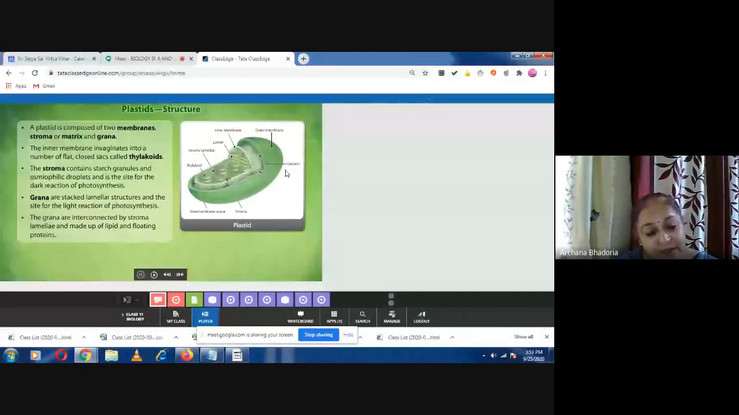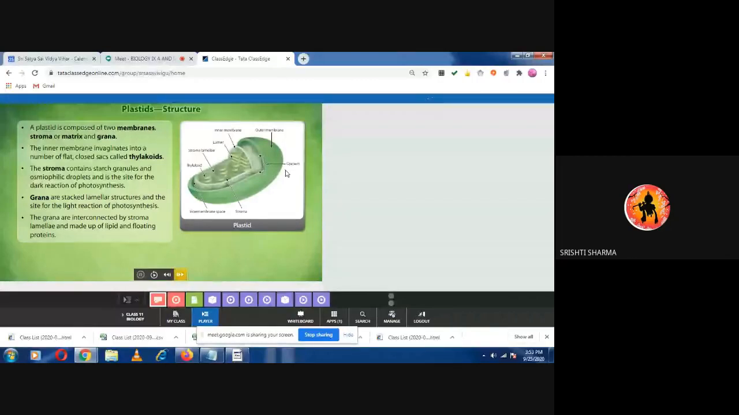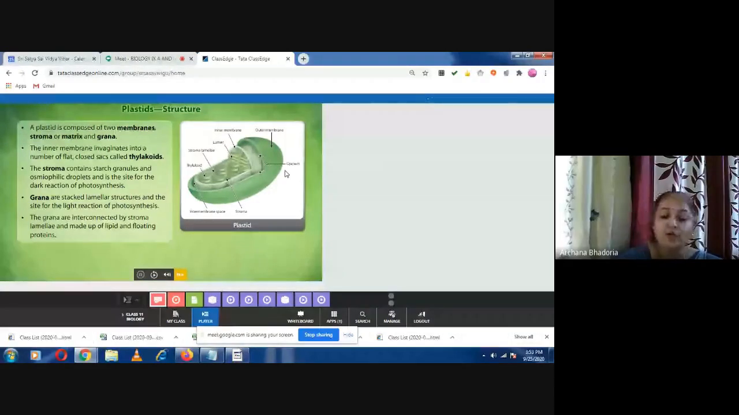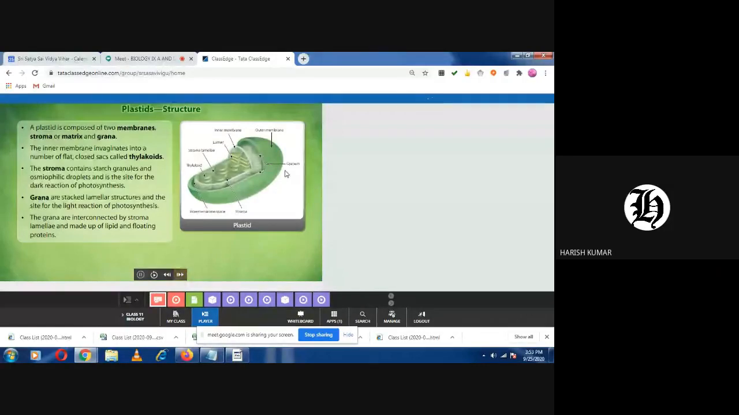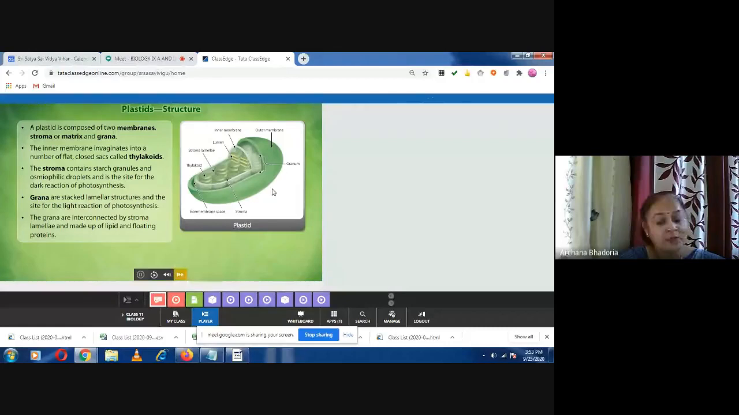Done, everyone? Yes, ma'am. Ma'am, are both different function-wise? Absolutely. Chloroplast is doing photosynthesis. Ma'am, but ultimately both are producing energy. No, not energy. That one is producing the food, and this one is producing the energy. Mitochondria is producing the energy by oxidizing the food, and the chloroplast is synthesizing the food.